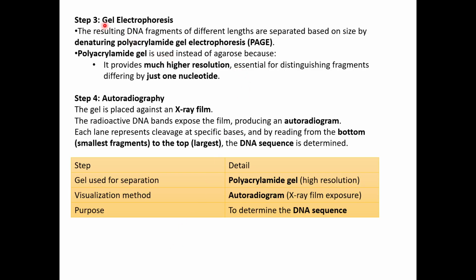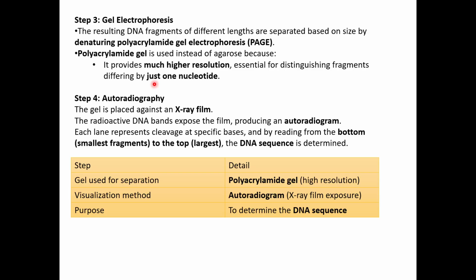Then we run a gel to analyze it. The resulting DNA fragments of different lengths are separated based on their size in a denaturing polyacrylamide gel electrophoresis. So we use PAGE gel. He used PAGE gel here to separate out the fragments. Polyacrylamide gel is used instead of agarose because it has much higher resolution and is essential for distinguishing fragments which differ by just one nucleotide.